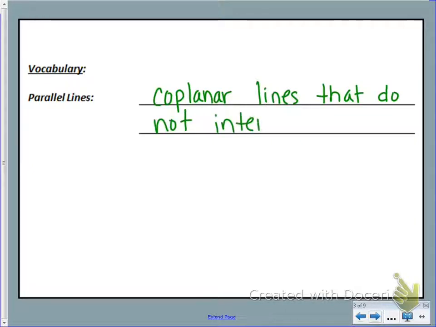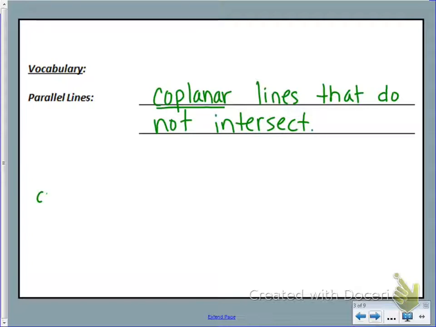We can't assume lines are parallel just by looking at them. We do have to have information that would provide support that would allow us to prove that they are indeed parallel. So keep that in mind. So what does this word coplanar mean? Well, collinear means that they're points.